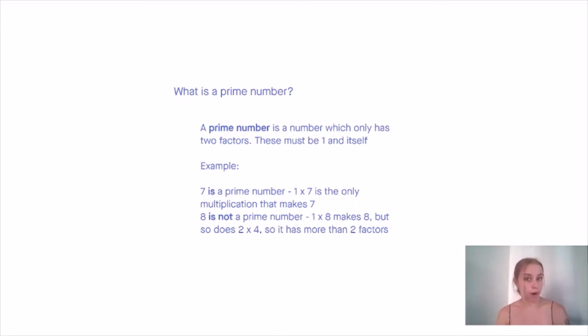8 is not a prime number. Yes, it does have the factors 1 and 8, but the definition for a prime number is to only have those factors. So you could get 8 by multiplying 2 by 4. So those are 2 more factors, and that means that it can't be a prime number.